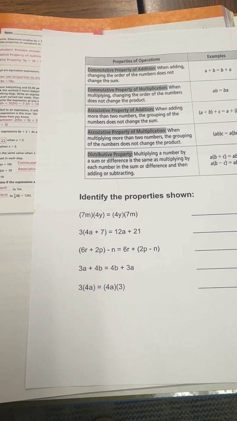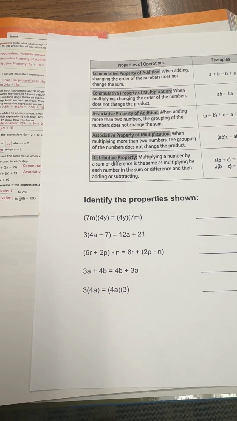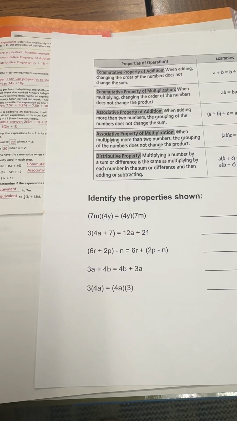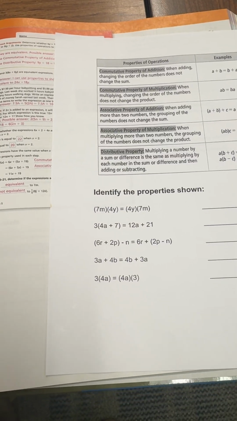The fourth one down, 3a plus 4b is equal to 4b plus 3a. We've just changed where they're at. So that's the commutative property of addition.